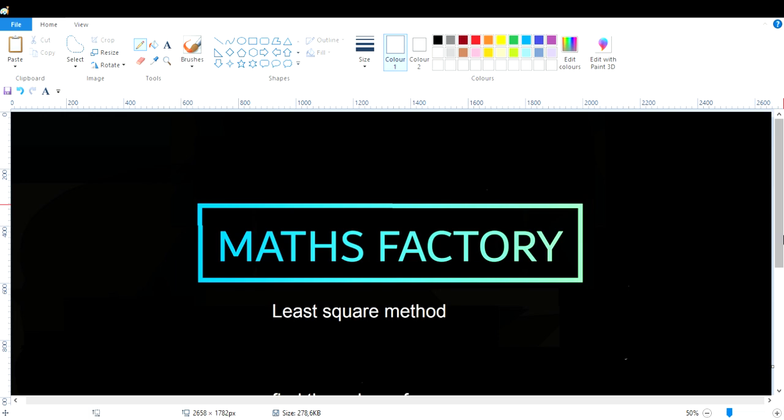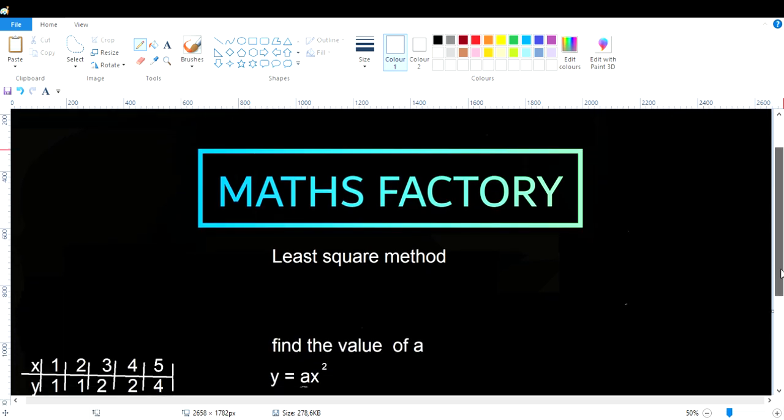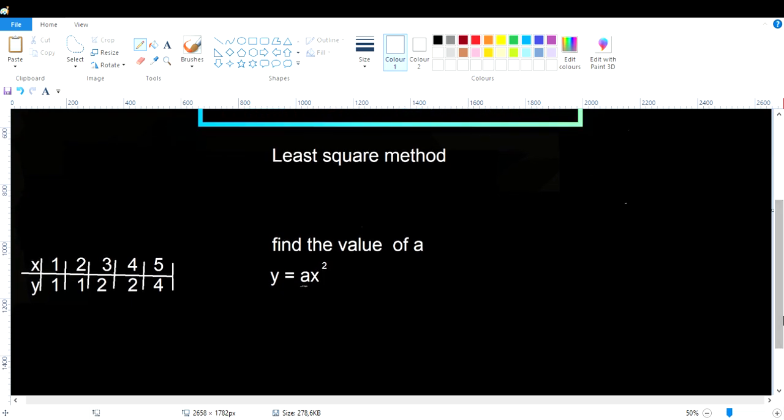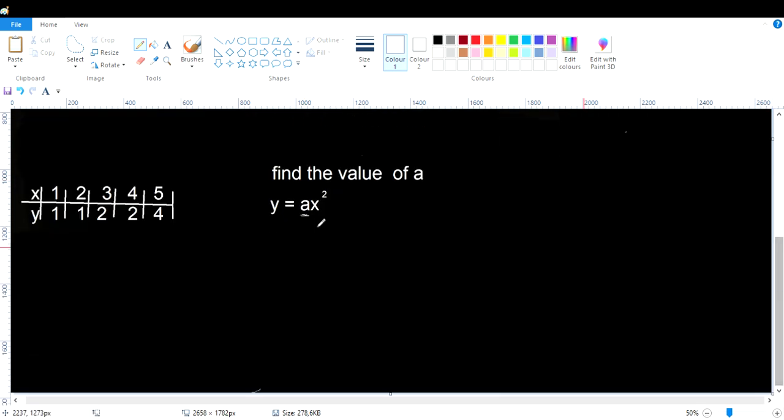In this video, I'm going to talk about the least square method. Here is a question: find the value of a. Here we're given data, so we have to find the value of this a. First, I'm going to build a formula from scratch. Then we're going to use that formula to find the value of a. So with all that said, let's get started.